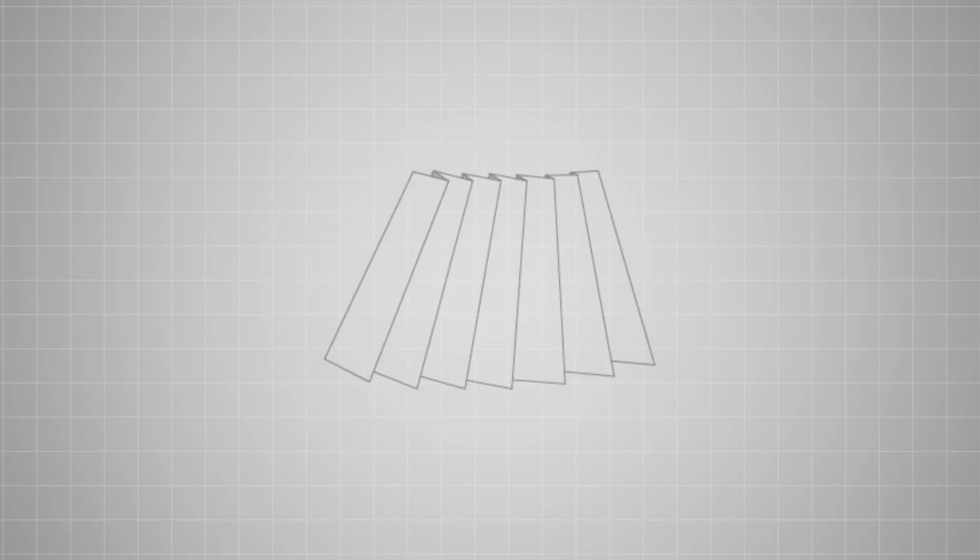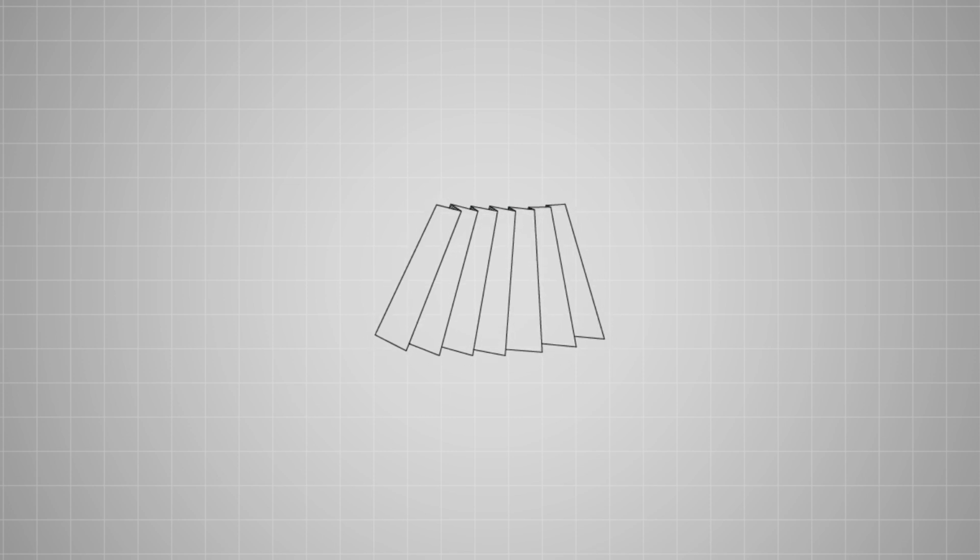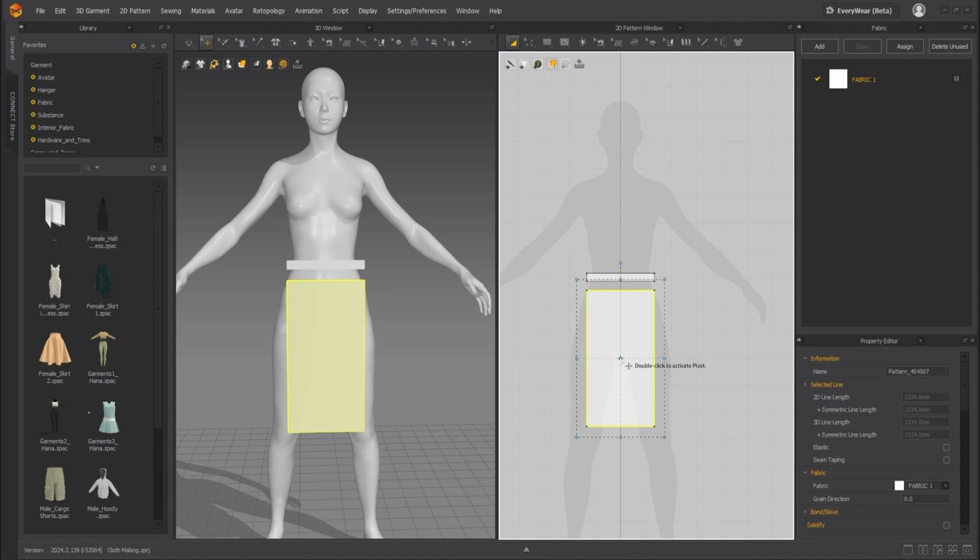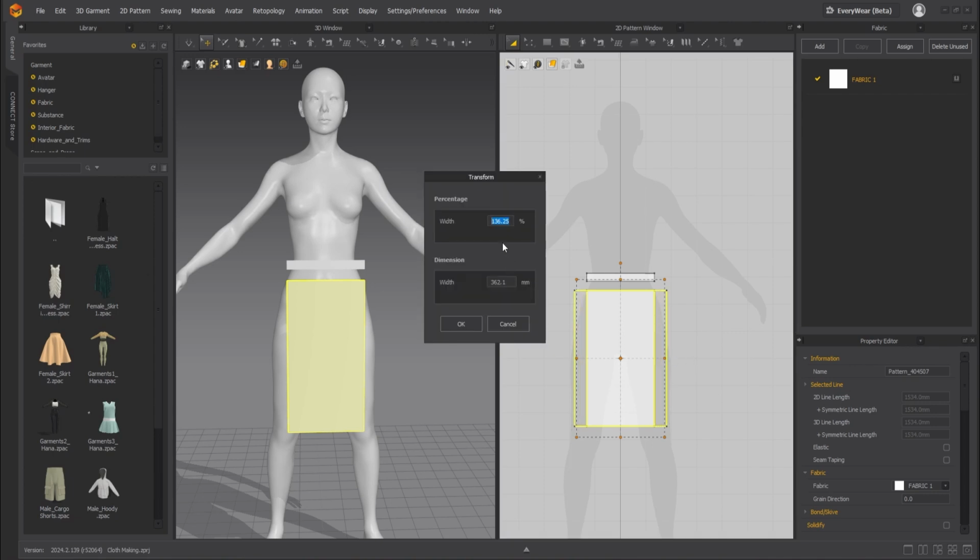The reason I'm making it 3 times wider is because I want to add knife pleats to the skirt. For this style, each pleat will have 3 folds, so we need to ensure the pattern is wide enough to fit them. To make the pattern wider, I'll double click on it while the transform tool is selected. Then I'll drag the transform box and right click and go to width. Here I'll enter 300% to make it 3 times wider.